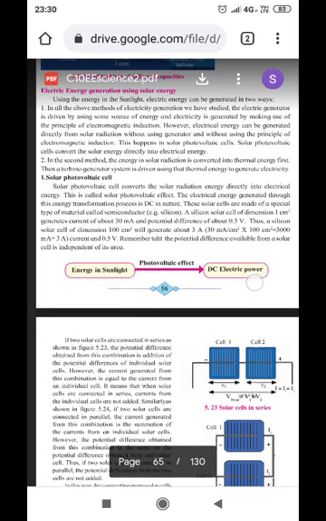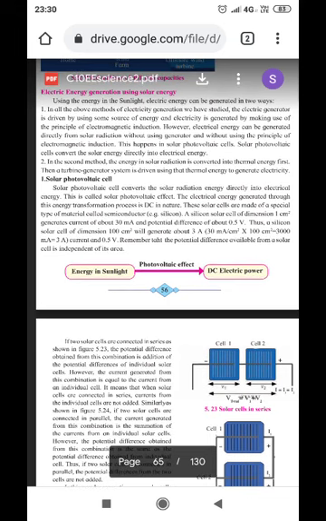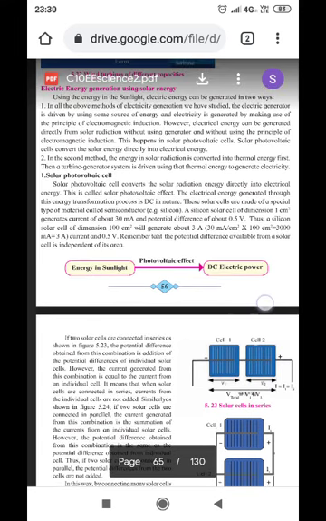In the second method, the energy in the solar radiation is converted into thermal energy first, and then a turbine generator system is driven using the thermal energy to produce electric energy.